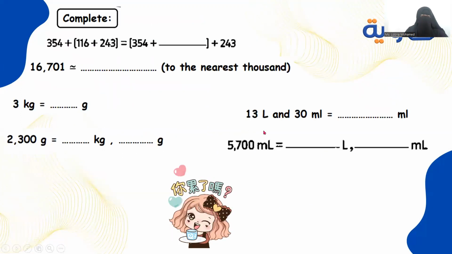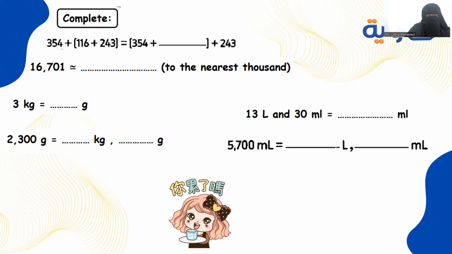Now let's move to solve this question together. He asked you to complete the missing part here. 116 plus 243 equals the sum of 354 plus what? Plus 243. Okay, let's compare the numbers in both sides together.